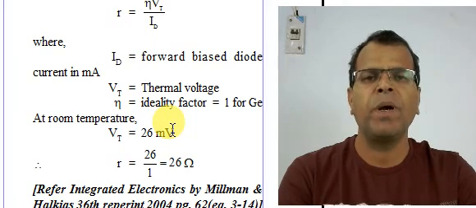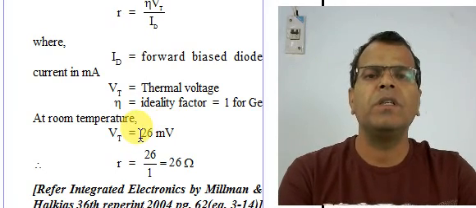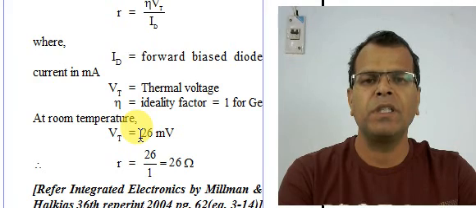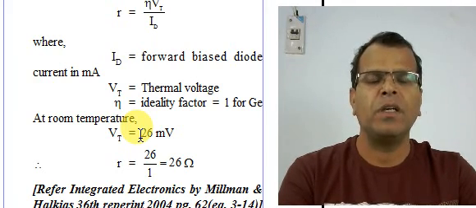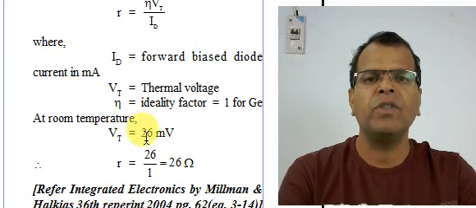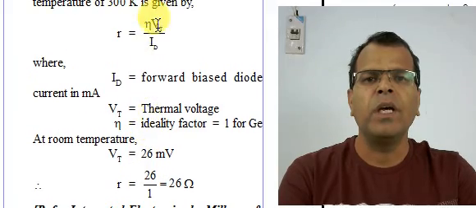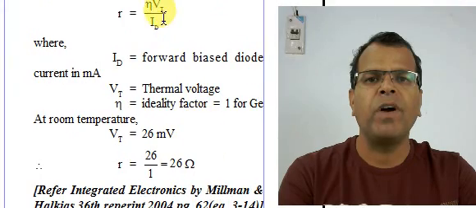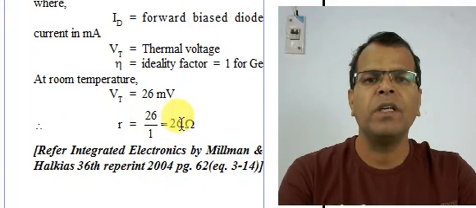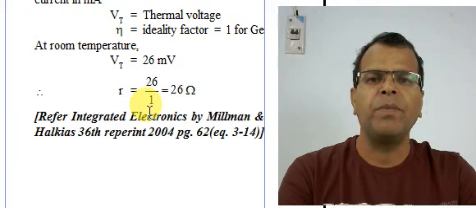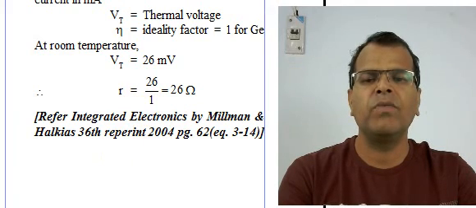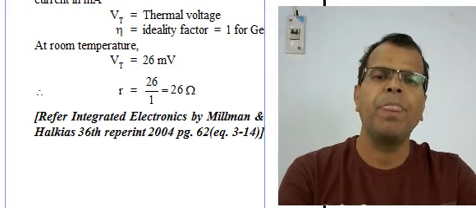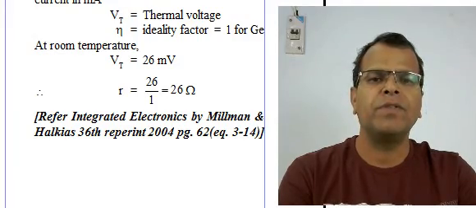You have to remember this point. Vt is nothing but T by 11600 volt, where T is in Kelvin. At room temperature T is 300 K, so you get 26 millivolt. By putting the value of Id that you have already calculated, eta and Vt in this relation, you get the dynamic resistance of the diode. So these were the only two questions which appeared from dynamic resistance of diode in the GATE exam.